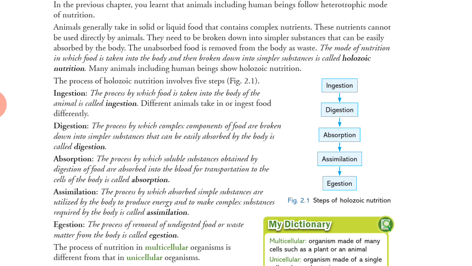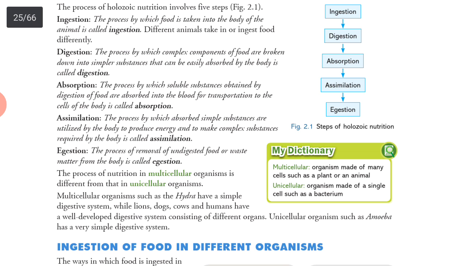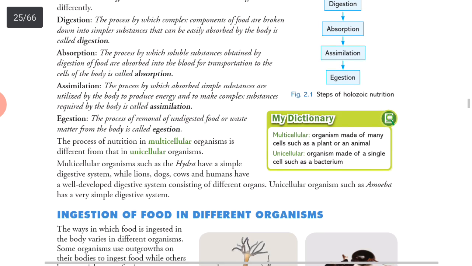Multicellular means more cells, many cells, such as animals or plants. Unicellular means a single cell, like amoeba. Okay, multicellular hydra have a simple digestive system, while lions, dogs, cows, humans have a well developed digestive system consisting of different organs. Okay, unicellular, I have already given the example of amoeba, a very simple digestive system.